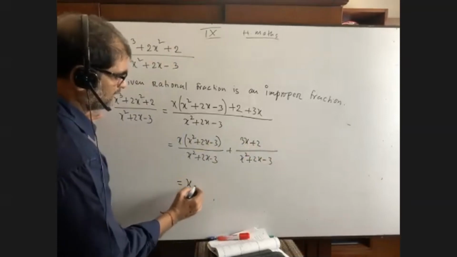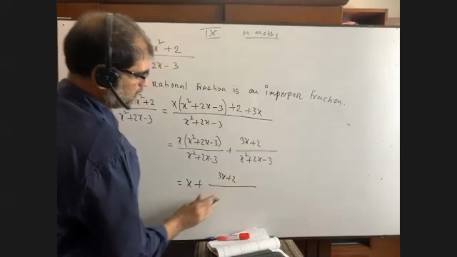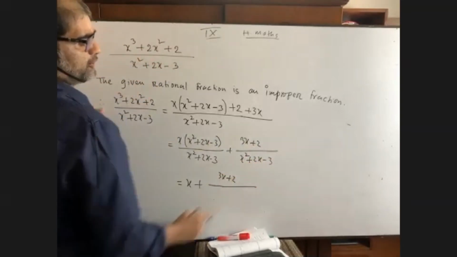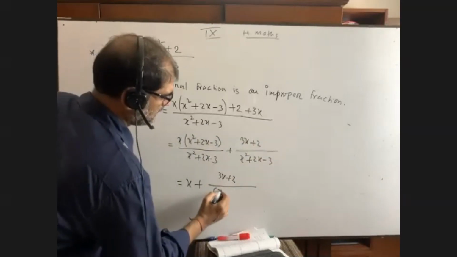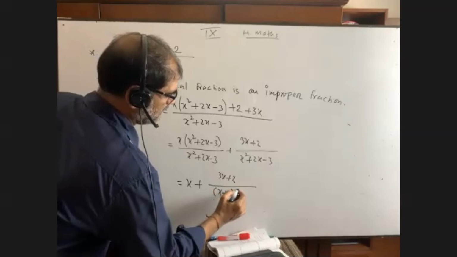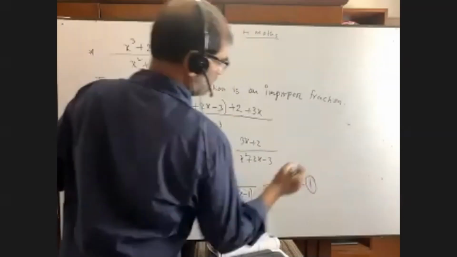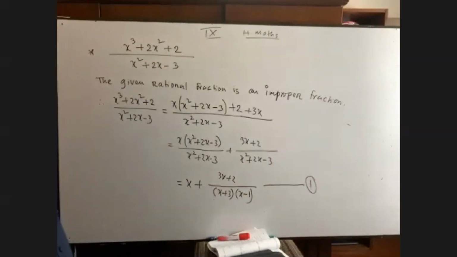Which is equal to x plus 3x plus 2. Now can you please resolve into factors? If we factorize it, we'll get x plus 3 and x minus 1. It is number 1. I have just factorized. You will show this factorization x plus 3 and x minus 1.